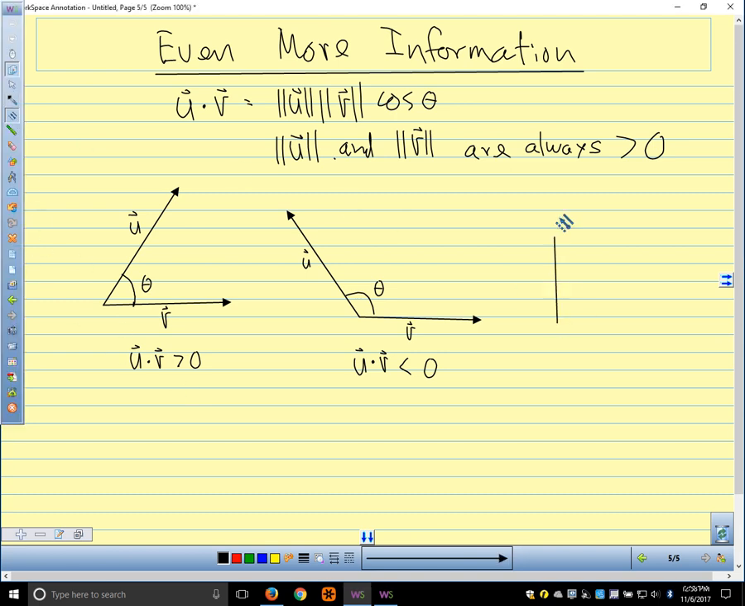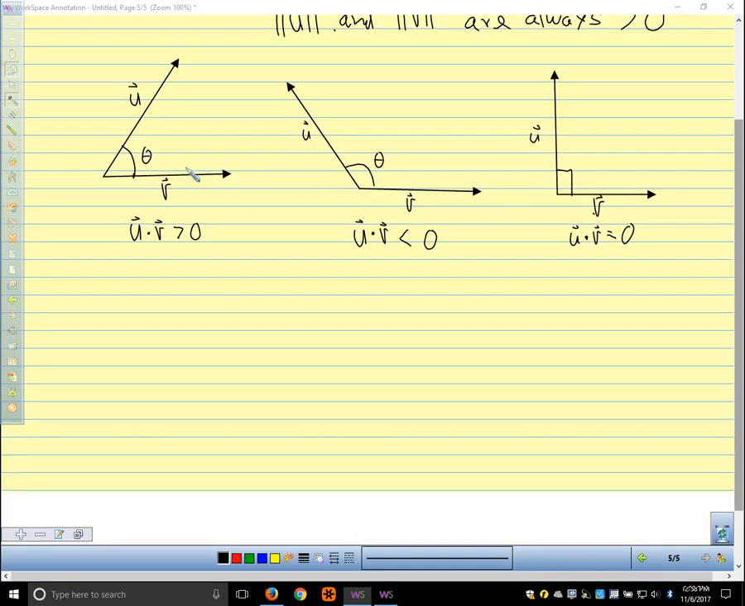And we already talked about this situation. If the angle between the two vectors is 90 degrees, the dot product is 0. So the sign of the dot product tells us whether the angle between the two vectors is acute, obtuse, or right.